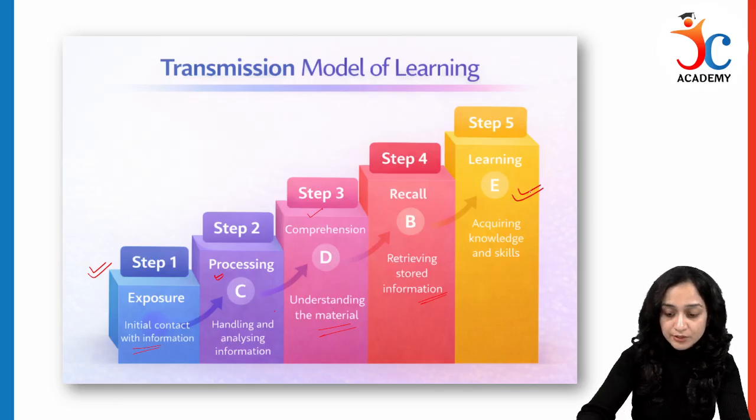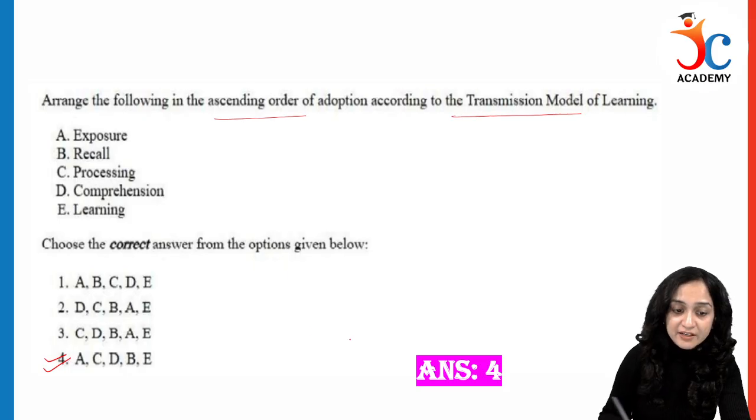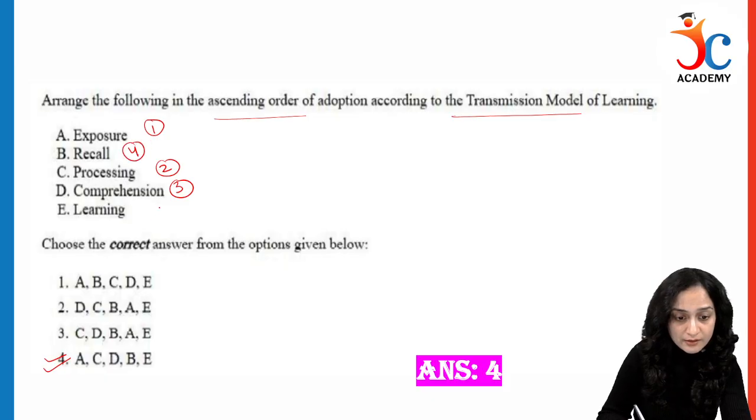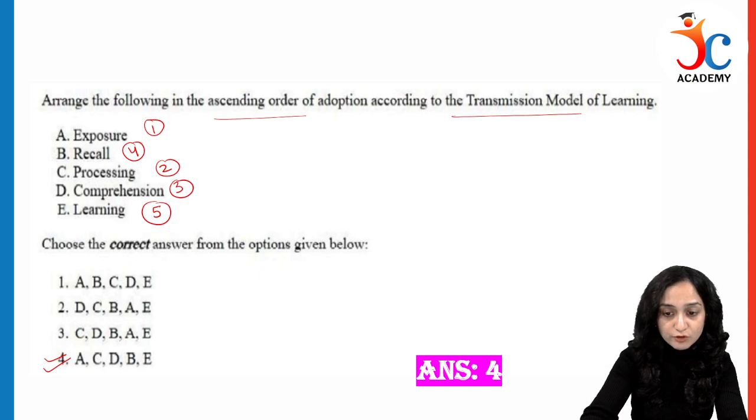You ultimately learn it. So option number 4 will be the correct answer. First is exposure, then processing, then is comprehension, then is recall, then is learning. So these are the ascending order of transmission model of learning.